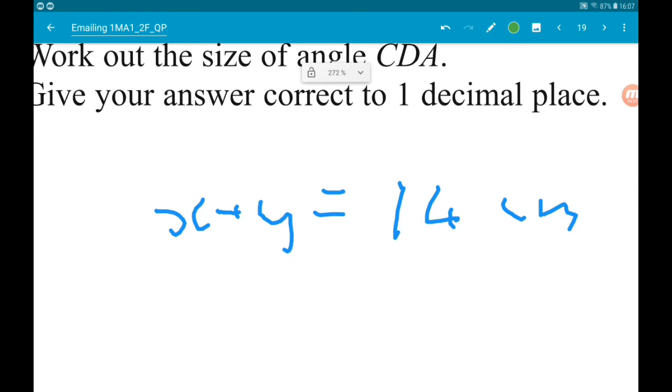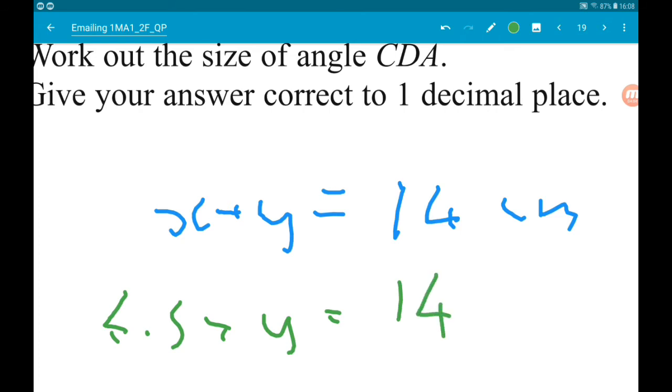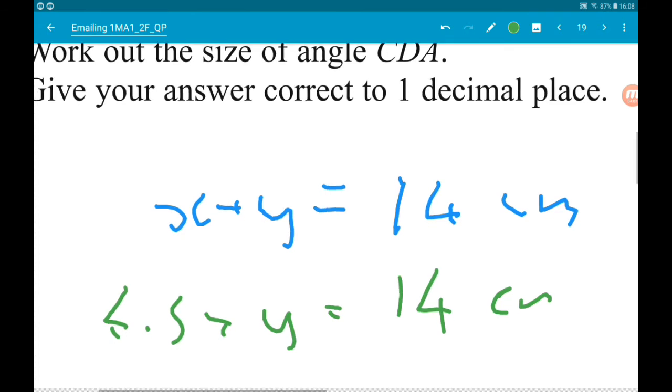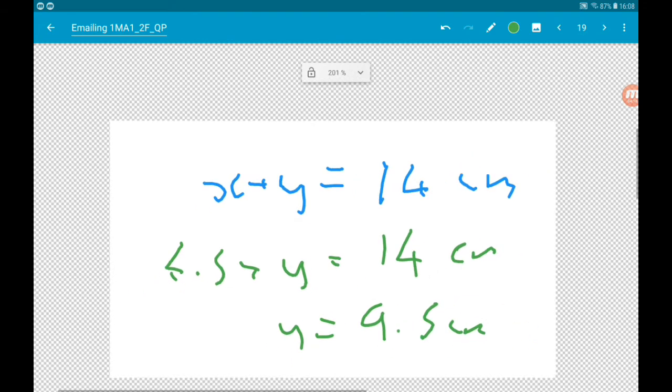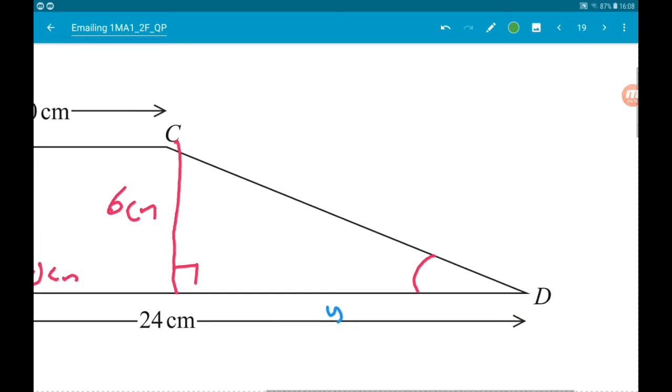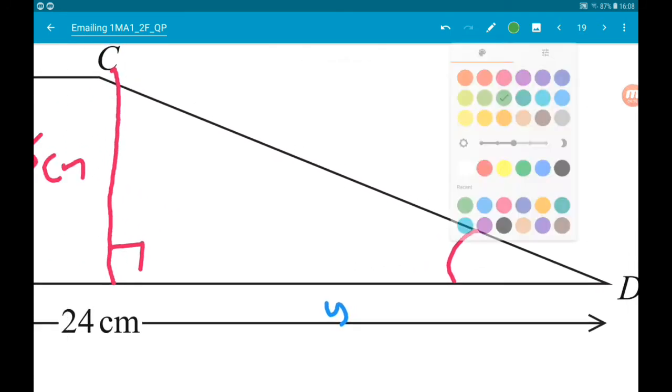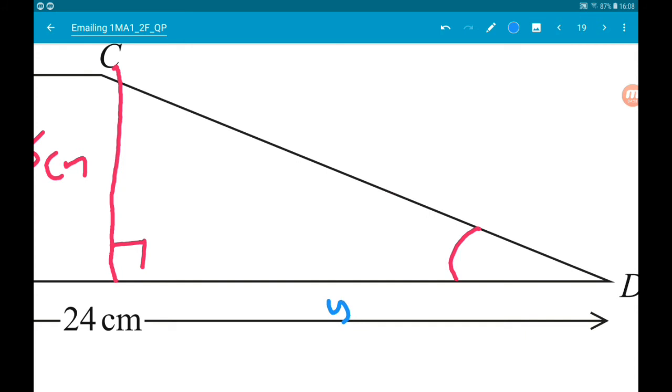So we now know that 4.5 add y is 14 centimeters. Now if we subtract 4.5, we get y is 9.5. So now we're in a right angled triangle where we know two sides. So it's now time to play SOH CAH TOA. So if you're rusty, my SOH CAH TOA playlist is down below.